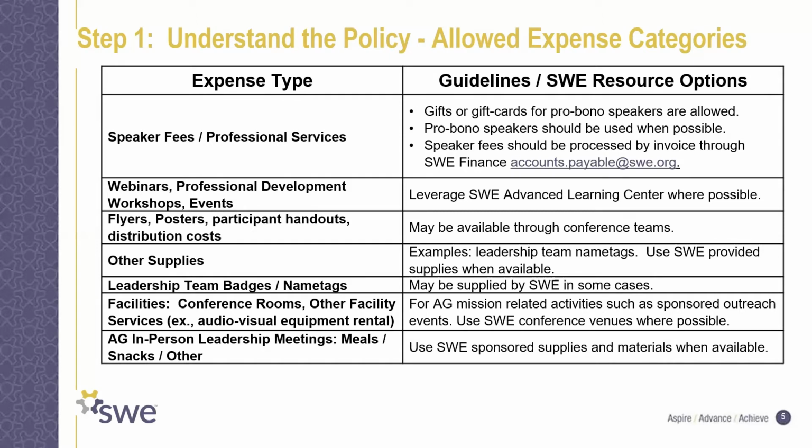Funds can be used to purchase or prepare flyers, posters, and handouts. Supplies can be purchased for things like name tags, materials, or event activities, or refreshments at face-to-face meetups. Remember that SWE marketing and conference resources may be available to cover these AG needs at no additional charge to the AG. Your AG workgroup lead can help you evaluate cost-effective alternatives and provide points of contact for SWE support.